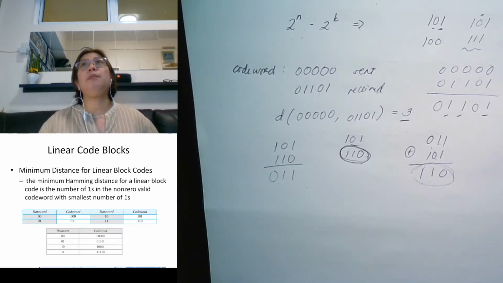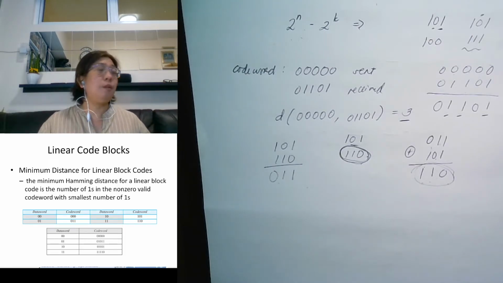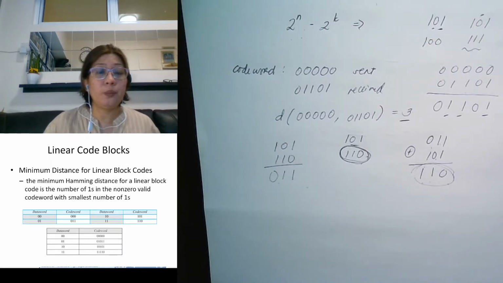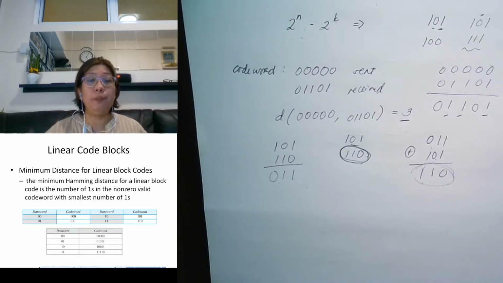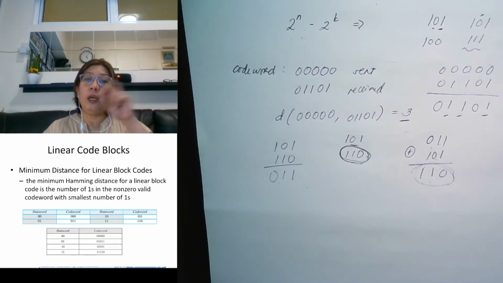Okay, so what is the minimum Hamming distance here? It is the one with the smallest number of ones, and in that case, it is equivalent to 3. So in our table number 2, we have the minimum, which is equal to 3. So what does this mean? This code can detect up to 2 errors.